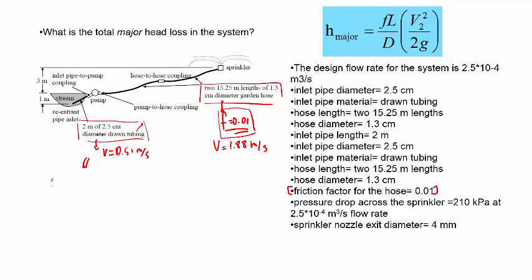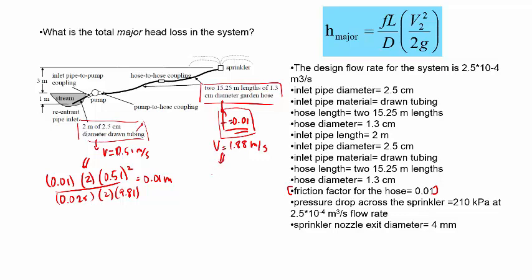So we calculate the major loss for here, and the friction factor is given, so we have 0.01, and then 2 meters, 0.51 squared, the diameter 0.025, 2 times 9.81, and this is 0.01 meters, so it's very small.